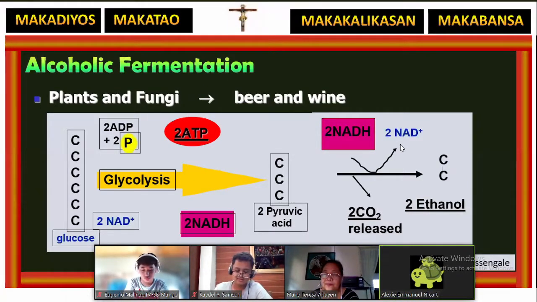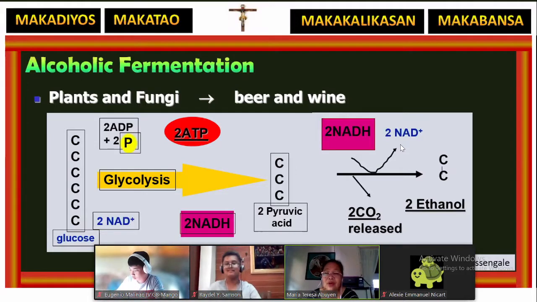Okay? The longer the fermentation, the more alcohol will be produced. That's why aged wines, the ones that have undergone fermentation for years, are more expensive than wines made in just a few months. The reason for that is because there is more alcohol in aged wine as compared to younger wines. Okay?